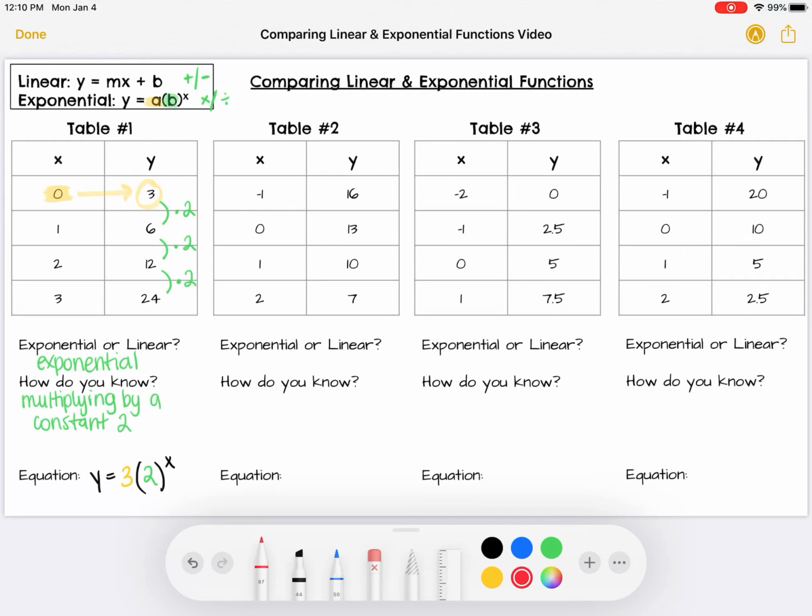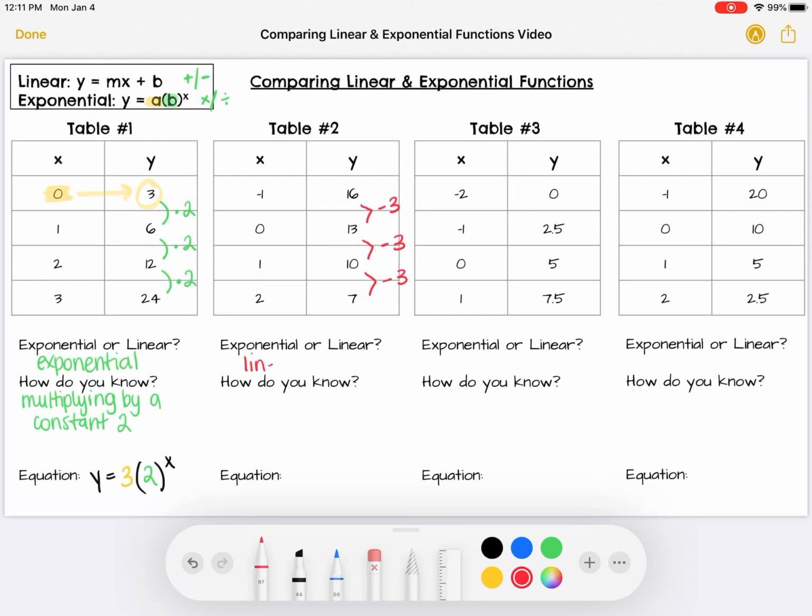You might be able to tell already by looking at it, but I'm going to just try and see if it's subtracting by a constant first. So to get from 16 to 13, what would I have to subtract by? I'd have to subtract by 3. To get from 13 to 10, I would also have to subtract by 3. And to get from 10 to 7, once again, I would have to subtract by 3. So it looks like subtracting is our pattern. If it's addition or subtraction, that means that it is a linear function.